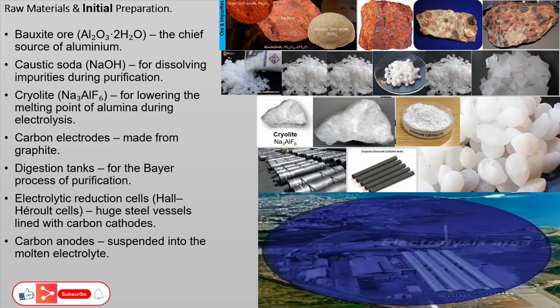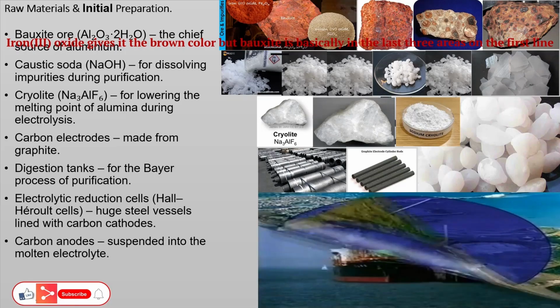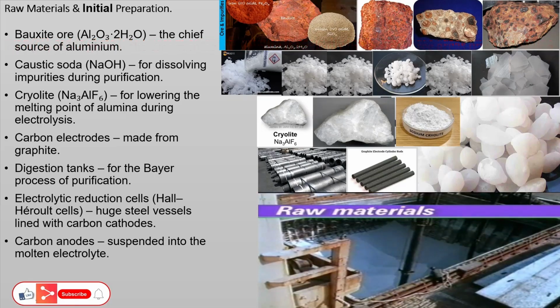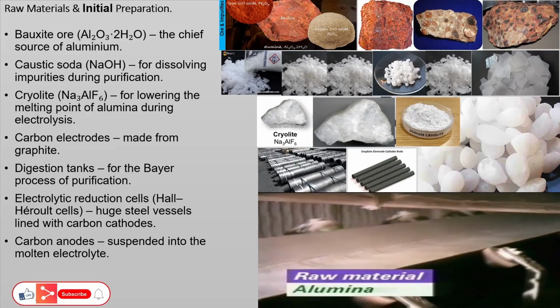Let's start with the raw materials. Bauxite is the chief source of aluminium, and that is aluminium 3 oxide hydrated. It is shown in the first line there. It is usually contaminated with iron 3 oxide, which is brown, and sand or silica, which is in that color. Then caustic soda is another raw material for dissolving impurities during purification, and this is the pure sodium hydroxide that we have in our laboratories in the second line there.